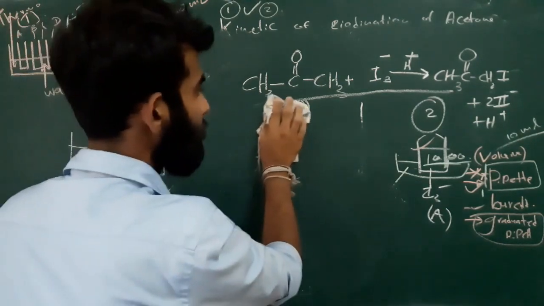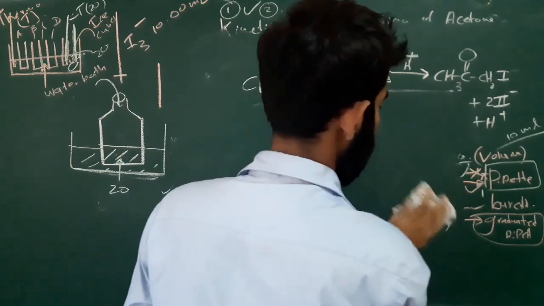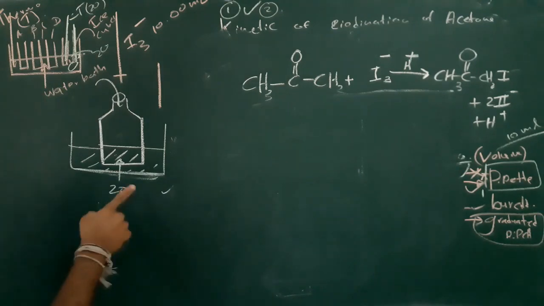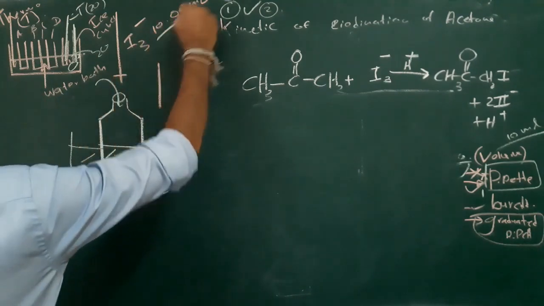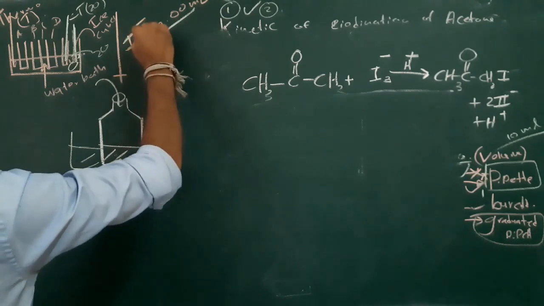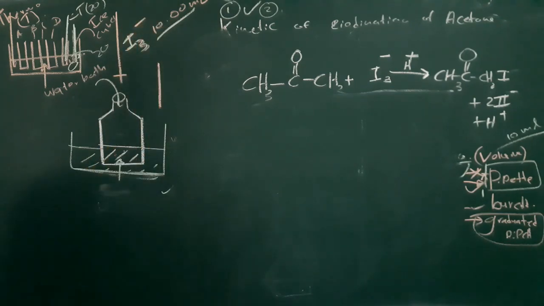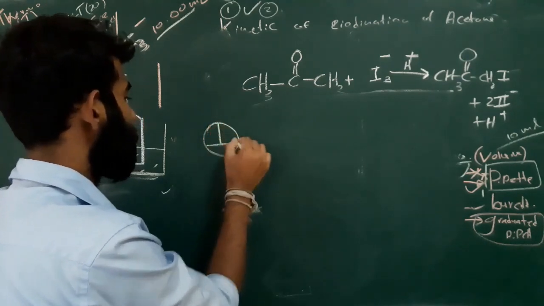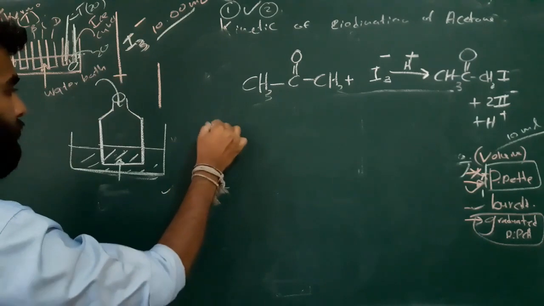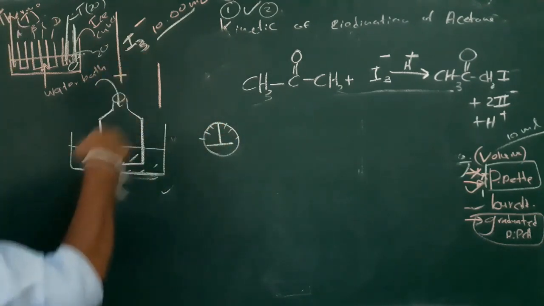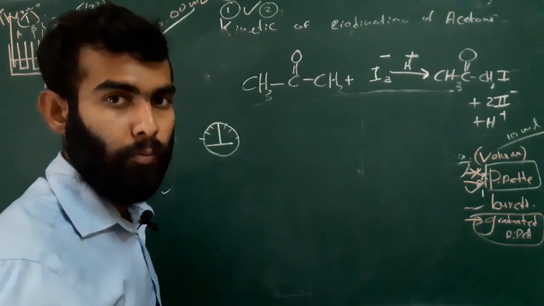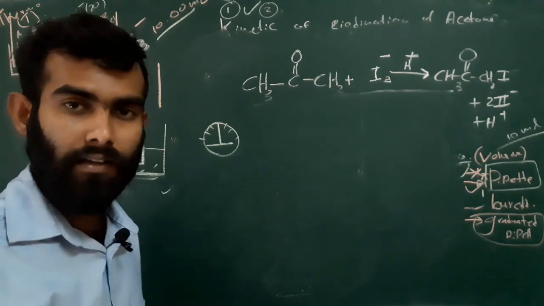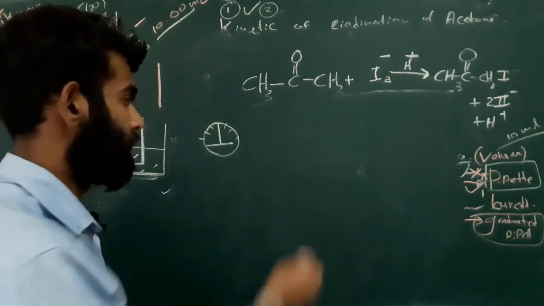When we go further in our experiment, what should we do? So here we will add this I3 minus or iodine solution into this reaction mixture, and we have to use a stopwatch. When we are adding this iodine, we have to switch on the stopwatch. We have to start the stopwatch. When should we start? That's the thing.